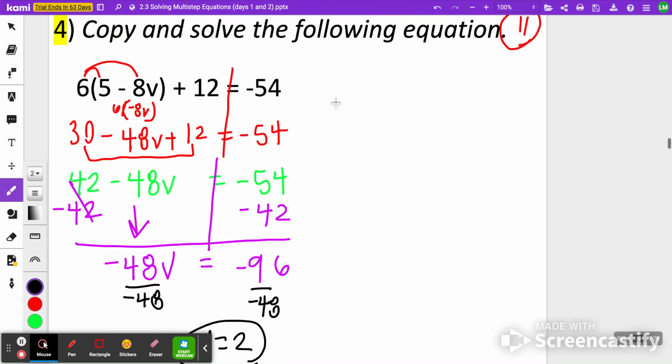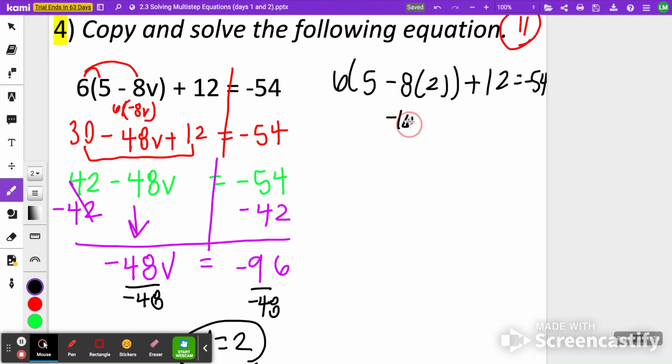So what I'm going to do is check really quickly. Is +2 my answer? I'm plugging in 2 where I had the letter v. And then go on from here. -8 times 2 is -16. So I have 5 minus 16 in parentheses. Everything else, just bringing that down. 5 minus 16, that's going to give you a -11.